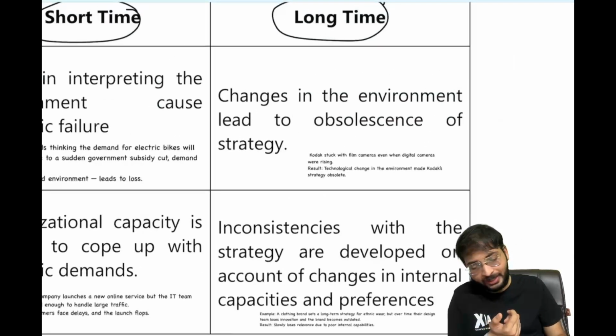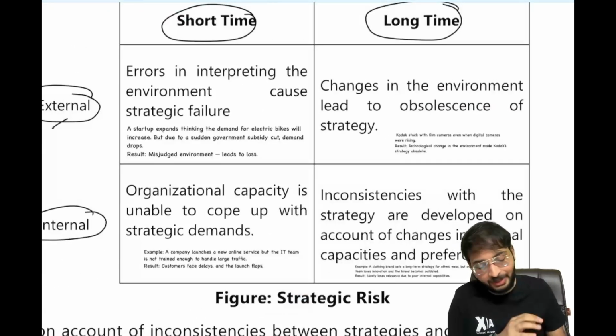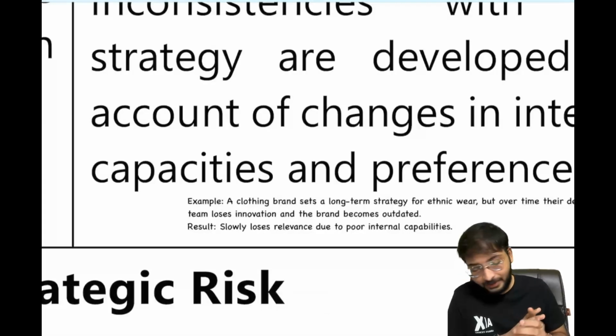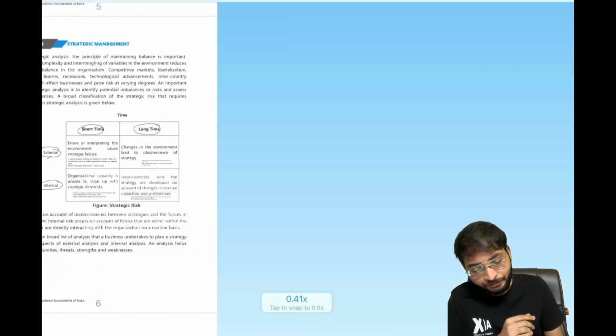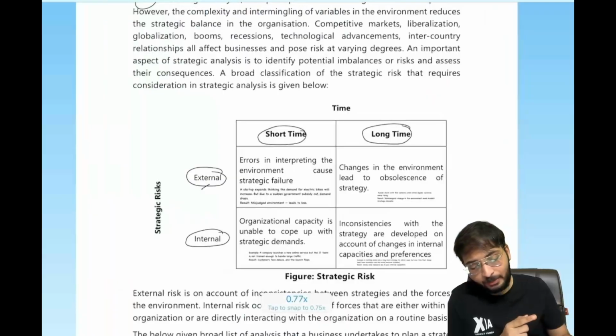Next one is called a long time internal risk. Example: a clothing brand started with ethnic wear, and slowly the technology became outdated. So this is a long time risk, and also an internal risk.